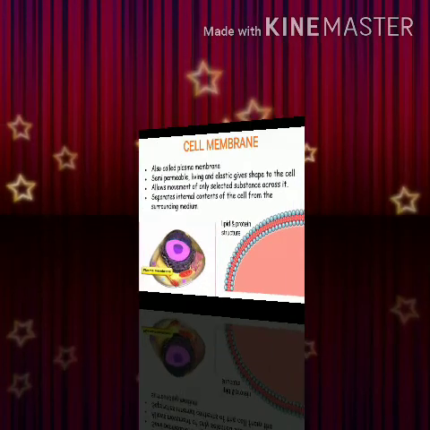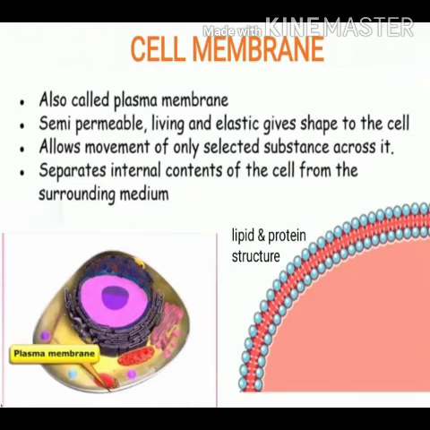The first one is the cell membrane. As I told you, the cell membrane is the outermost boundary of the cell. It is also known as the plasma membrane. This plasma membrane is a living membrane. It is made up of lipids and proteins, and it is termed as a living part of the cell. It is an elastic structure that gives shape to the cell. Remember this, it is the cell membrane which gives shape to the cell.